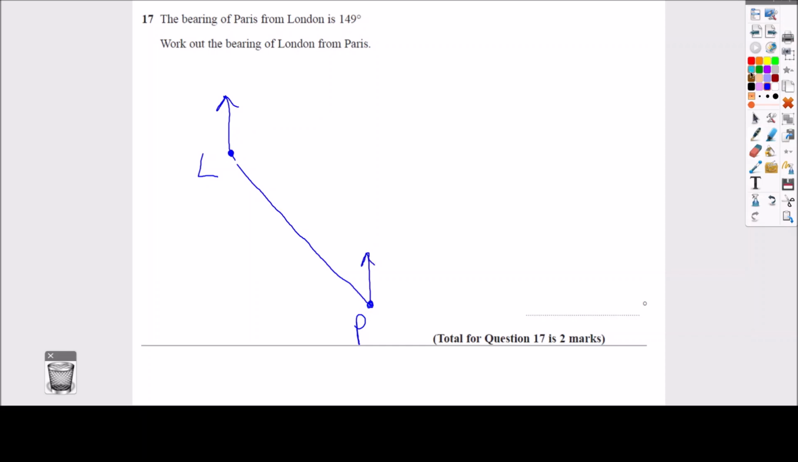So the question has told us the bearing of Paris from London is 149 degrees, and we're being asked for the bearing of London from Paris. Now, they're always measured from north, they're always clockwise. So we want this angle all the way around here. Now, there's a number of ways to do this. One of these is using the F angle rule, the corresponding angle rule. So if you just sort of visualize this F shape.